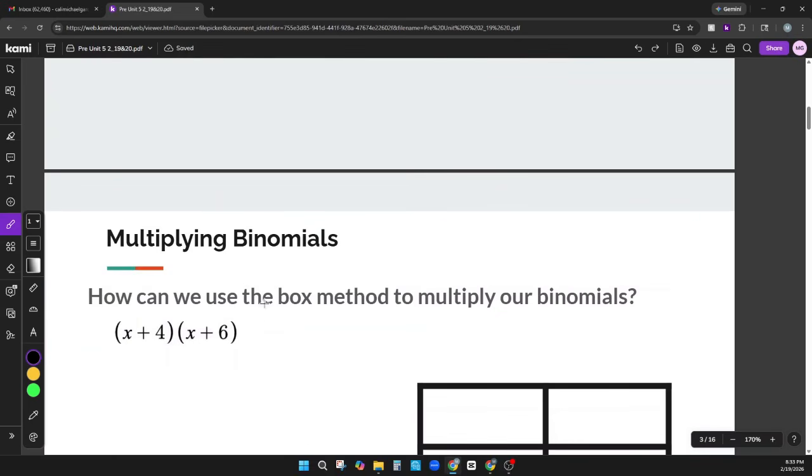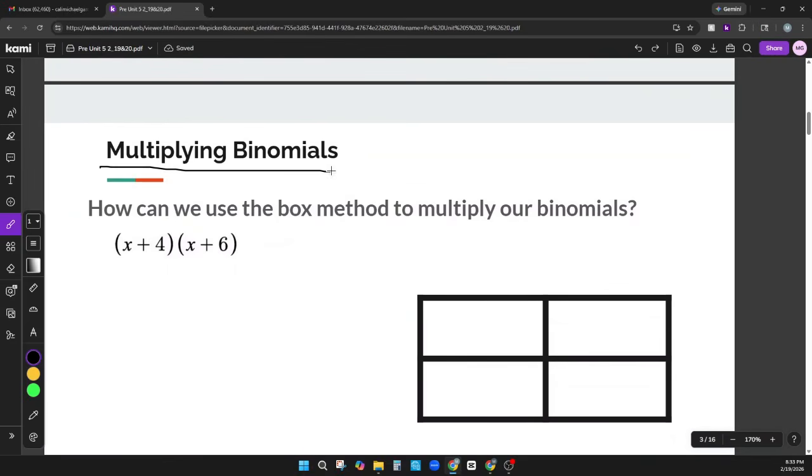So with that being said, the first skill that we want to be aware of is multiplying binomials, specifically using the box method. How can we use the box method to multiply our binomials? So take a moment and see, can you multiply x plus 4 times x plus 6 using our handy dandy box method. Pause and take a moment, see if we could figure it out.